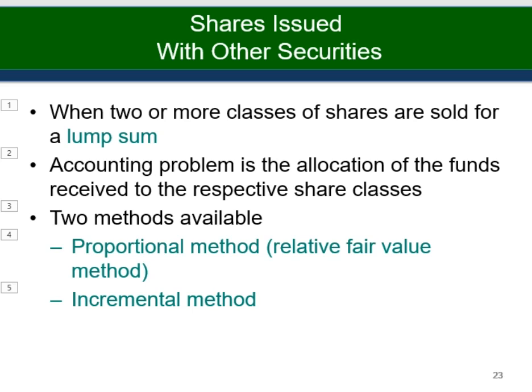If shares are issued with other securities, this is the one we were talking about before. If shares are actually issued with other securities, we need to allocate the lump sum paid to purchase them somehow between the securities. So there's two methods: the proportional method, the relative fair value method, or the incremental or residual method.